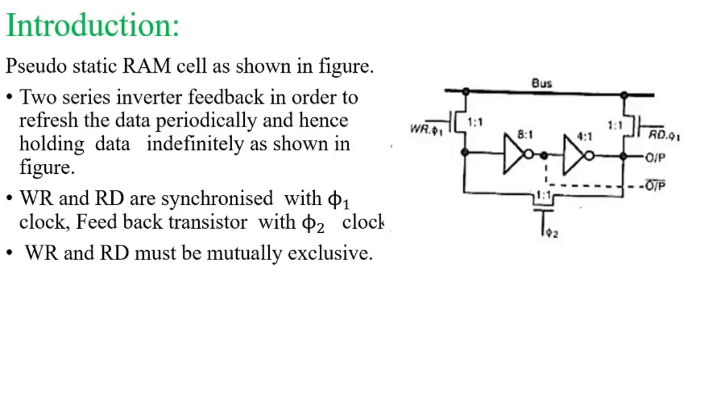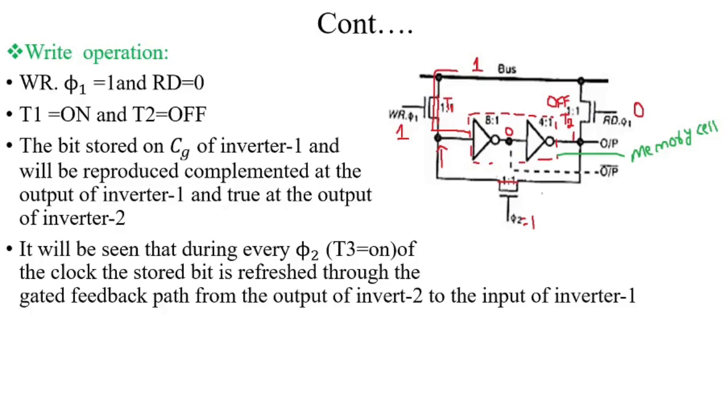Now we are performing the write operation. In this write operation, we consider WR into phi 1 equal to 1 and RD equal to 0. It means that in this circuit, we are applying WR into phi 1 equal to 1 and RD into phi 1 equal to 0. So at that time, this T1 transistor is acting as a closed switch and this T2 transistor is acting as an open switch. At that time, this bus is considered the data bus.